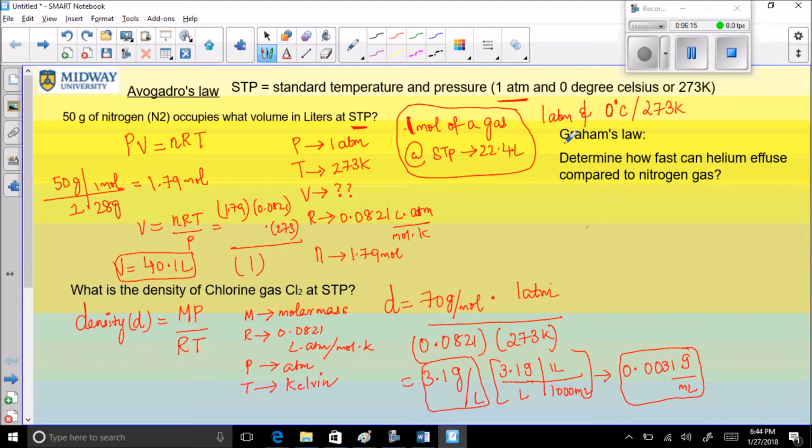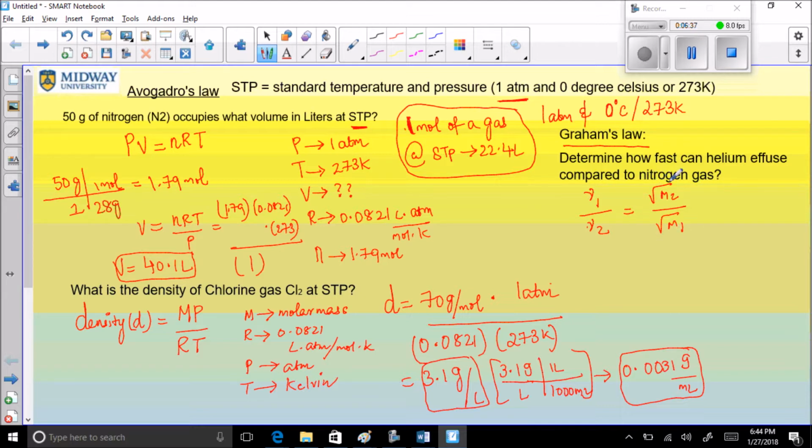Now we're on to Graham's law. If you remember, Graham's law is the rate of one gas, R1, over the rate of the second gas, R2, equals the square root of the molar mass of the second gas over the molar mass of the first gas. It's opposite. Whatever gas you put, the molar mass of that gas should go in the opposite position.